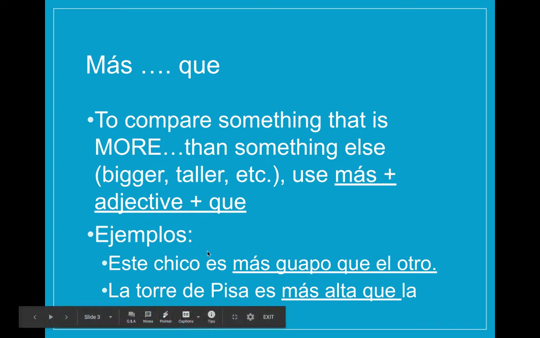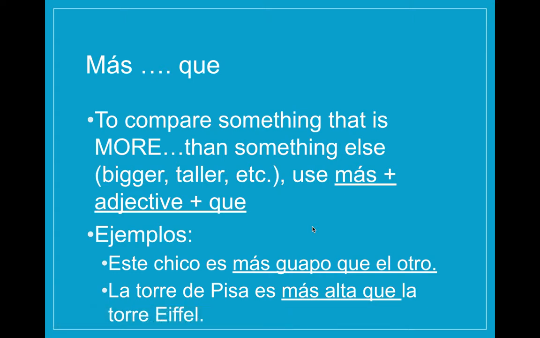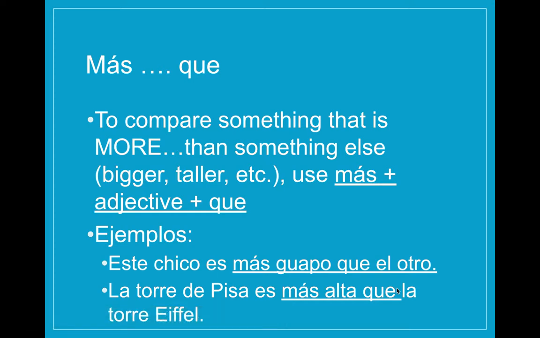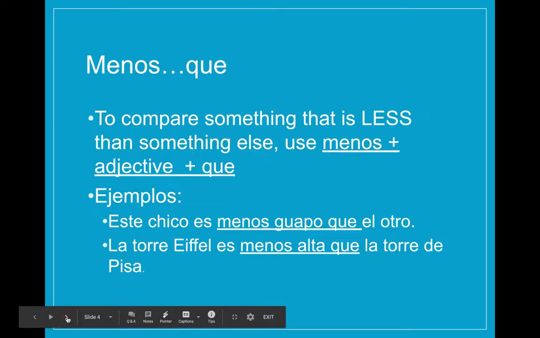So since chico is masculine, guapo is masculine. La Torre Pisa es más alta que la Torre Eiffel. So the Tower of Pisa is taller than the Eiffel Tower. So in English, we would say taller. We have that ER, but in Spanish, we don't have that ER. So we say more tall than. And that will work with all adjectives in Spanish except for four. And we'll get to those four later.